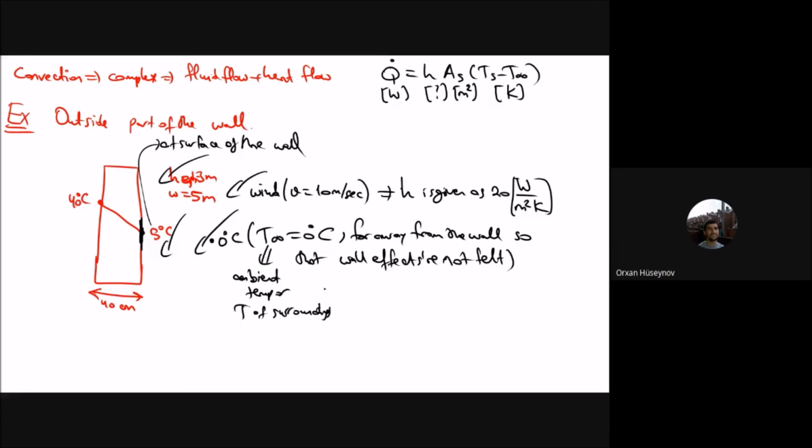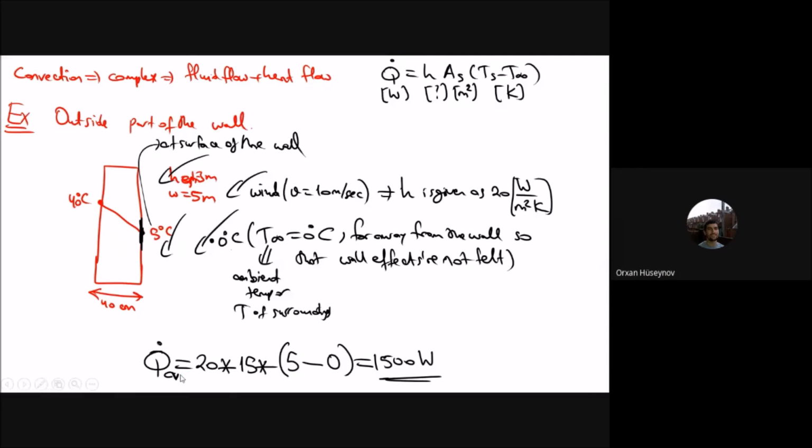Then I can find this Q dot. Q dot will be equal to the H value, which is 20, multiplied by the same surface area, 3 into 5, which is 15, multiplied by the temperature difference. The temperature difference is Ts, which is 5 degrees Celsius, minus T infinity, which is 0 degrees Celsius. So it will be 1500 watts. This is the heat transfer that happens at the outside part of the wall, and it is only due to convection. I should add the subscript CV here, which means it is only due to convection.